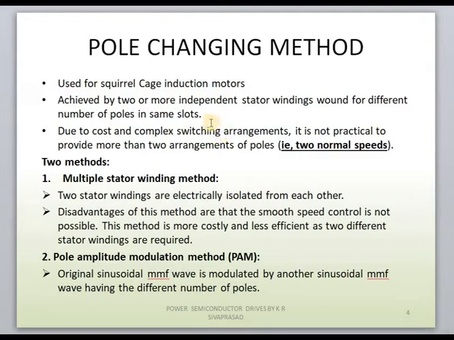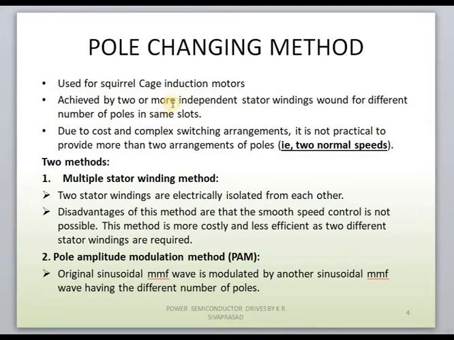Here two stator windings are used because each winding has a different number of poles. For example, if you design a stator winding with 6 poles, then we will select another set of stator windings that produces, for example, 12 poles. That means the first set produces 6 poles and the next set will produce 12 poles. You can apply any one stator winding to the machine at a time. With that, we can change the number of poles, and based on that, the speed will be changed. So it is applicable for SCIM only. It is not applicable for the slip ring induction motor.